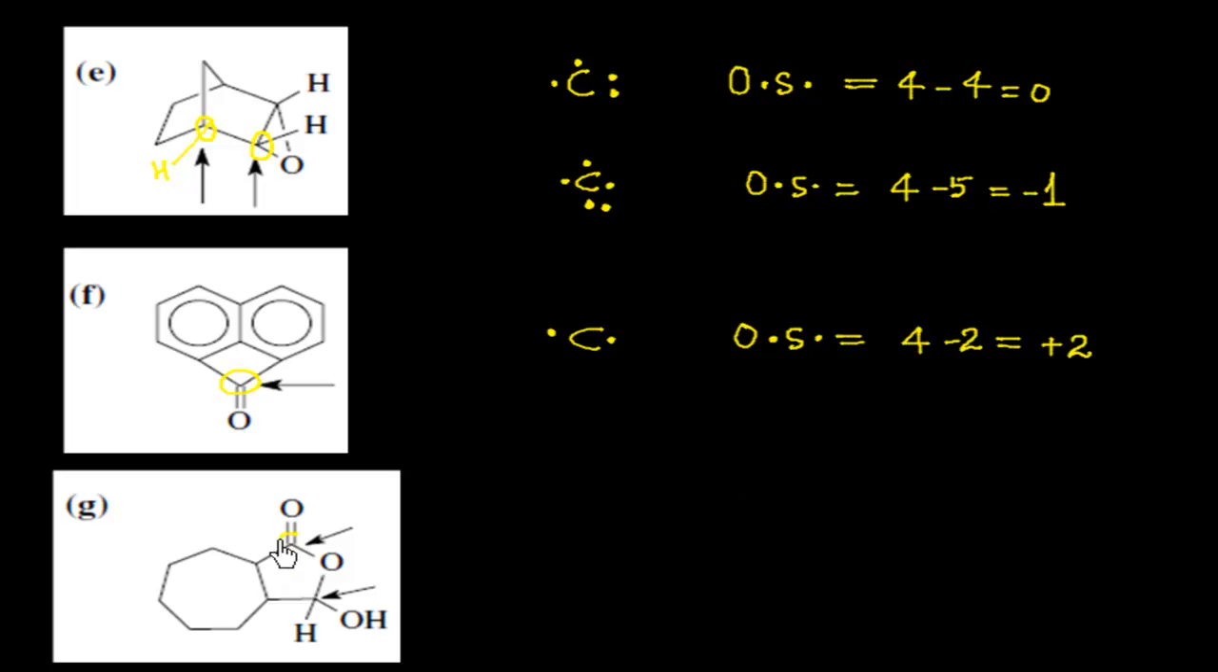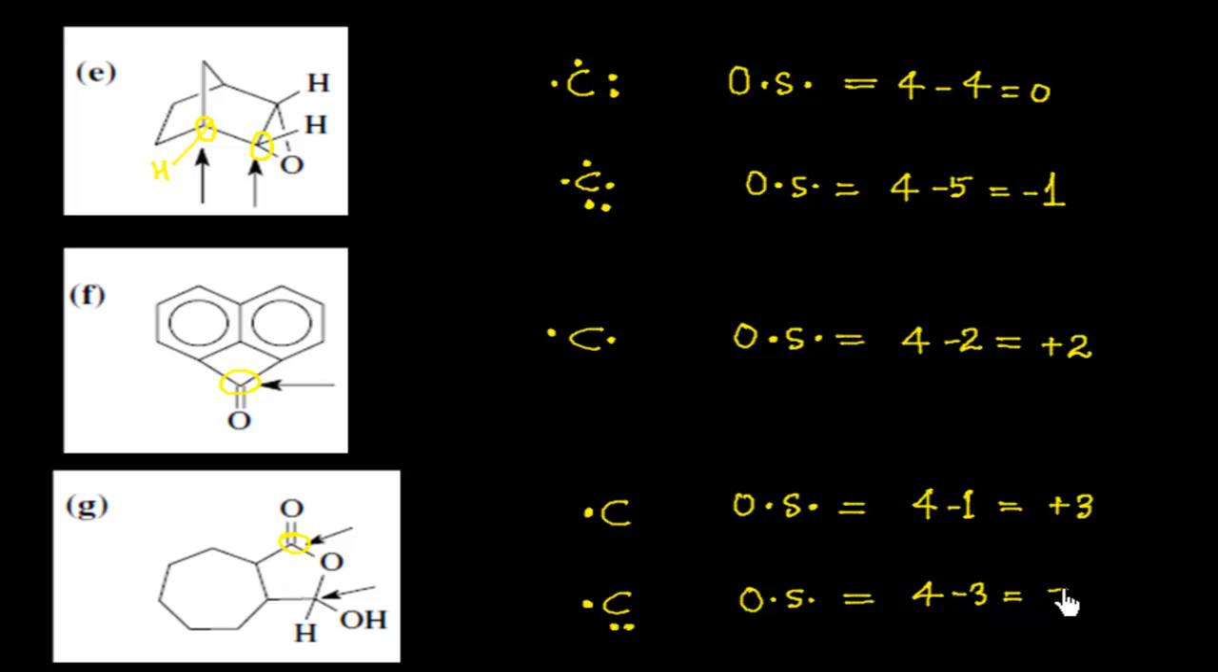Now let us say this carbon first. I have carbon, this side oxygen, no electron will come. This side we have a carbon, so only 1 electron will come. So oxidation state will be 4 minus 1, that is plus 3. Now let us say this carbon, this side oxygen, no electron. This side carbon, 1 electron. This side hydrogen, 2 electrons. So oxidation state will be 4 minus 3, that is plus 1.